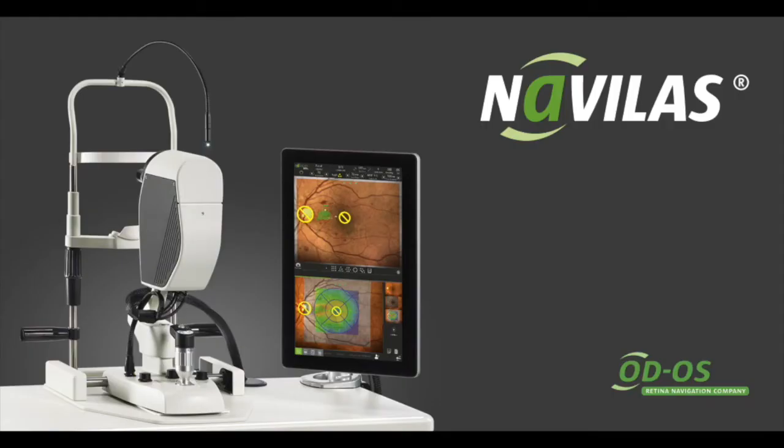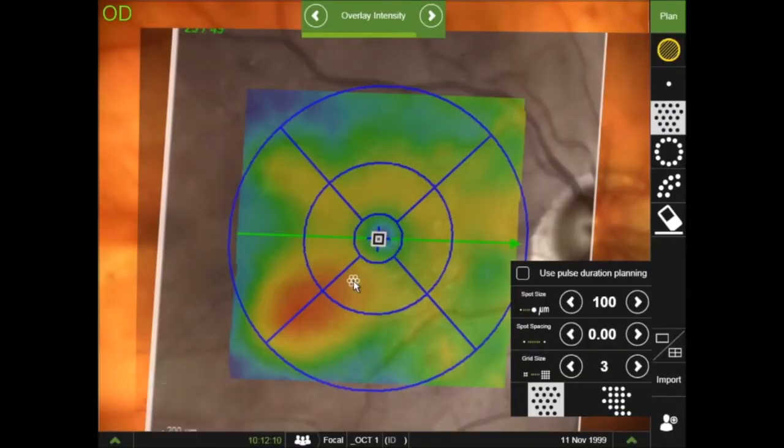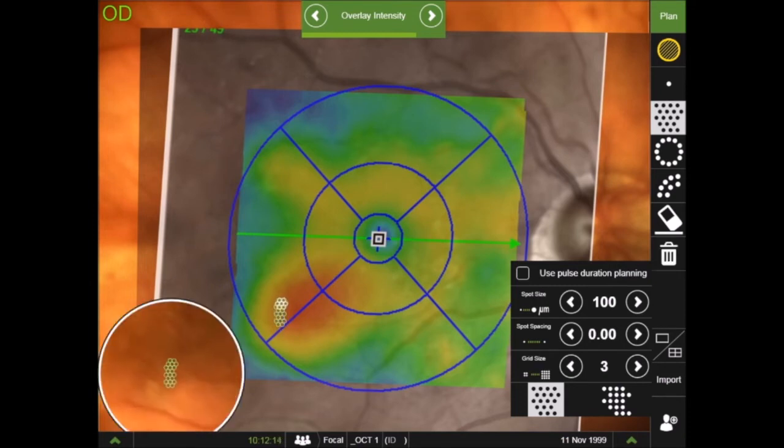ODOS is another company which has been making lasers since 2008. They offer the Navilas 577S Prime and Pro models, which provide subthreshold solutions through microsecond pulsing for both retinal disease and glaucoma applications. The Pro offers a more affordable option, while the Prime includes recording capabilities and importing of external images. Both devices also come with ODOS's patented retinal navigation system, which enables streamlined live imaging, planning, and documentation.